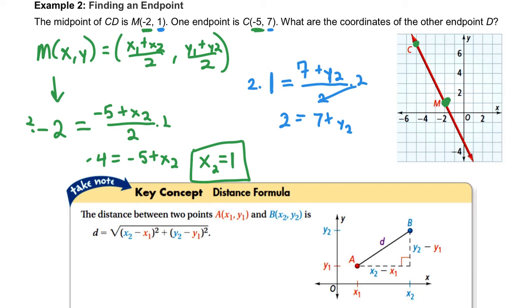y2. Subtract 7 from both sides. So y2 should be -5. And the good part of this is that I can test this. If I graph the point (1, -5), it should make some sense that it's the other endpoint. It's the same distance from the midpoint as the other endpoint. And that's the whole definition.